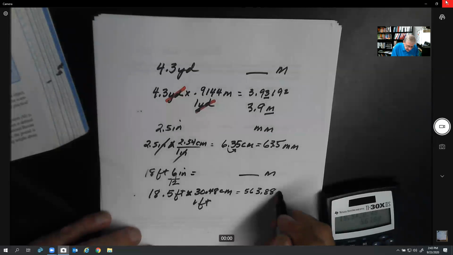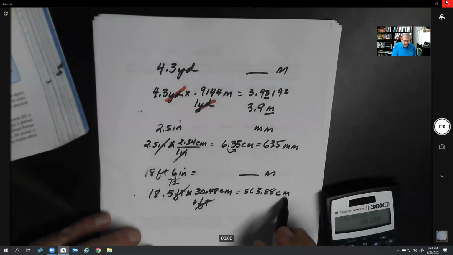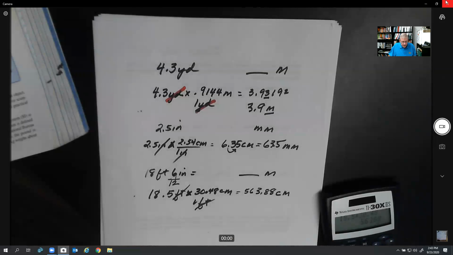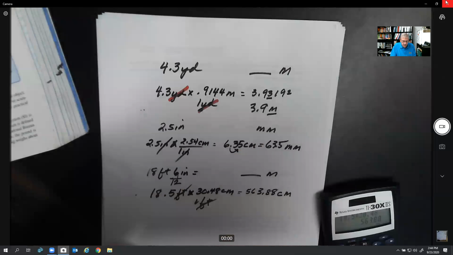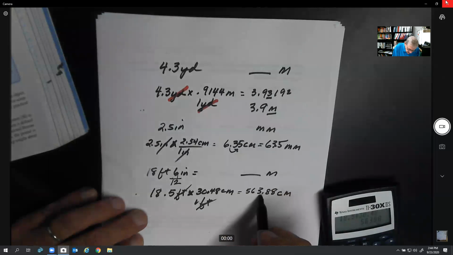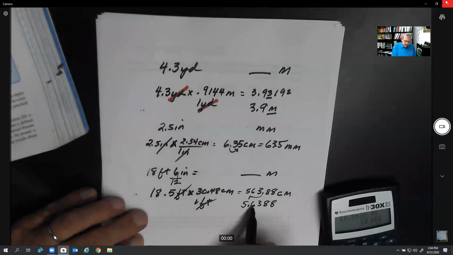And that is centimeters, see? But I want to change centimeters to meters. So how do I do that? I'm going to again think of my chart, and I'm going to go 2 places, 1, 2 to the meters. So I'm going to move it this way 2 places. So 5.6388. I'm going to round it off to 1 decimal point. And the 3's right behind there, so I'm going to say 5.6 meters.